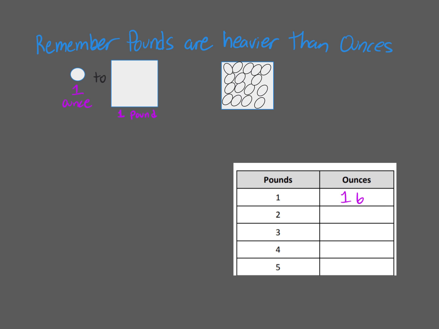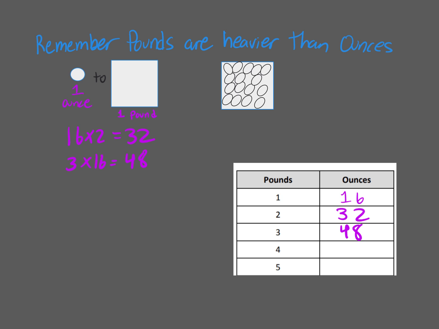So in order to find 2 pounds, we're just going to double it. And 16 times 2 is going to give us 32. So 2 pounds is equal to 32 ounces. Next, we want to know 3 pounds. So 3 times 16 is 48. There are 48 ounces in 3 pounds.